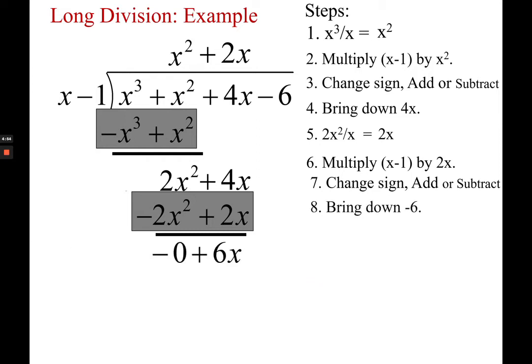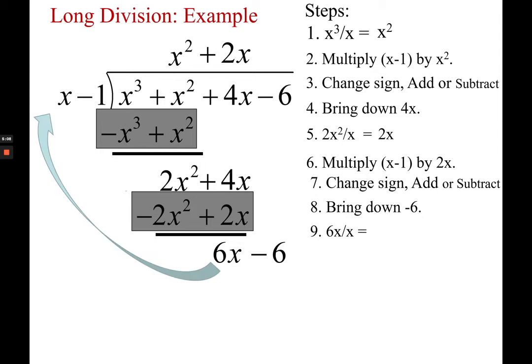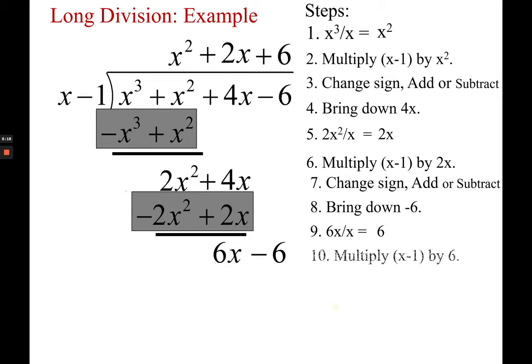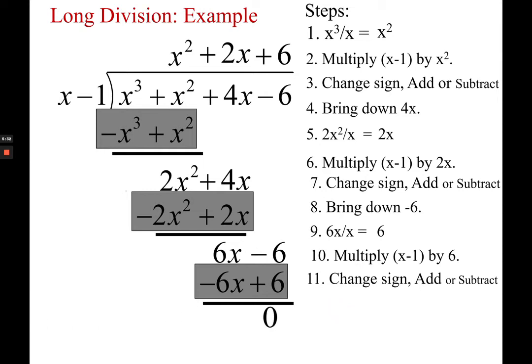Bring down negative 6x. I mean negative 6. Take out your 0. You don't have to write it down. And now you are on your last cycle. This time you have 6x divided by x. 6x divided by x is 6. Write down your 6 on top of the negative 6 in your dividend. And now multiply your 6 times x minus 1, which is going to be 6x minus 6. Since they are the same, if you perform subtraction, it resolves to 0. Therefore, there is no remainder, and your quotient is the trinomial on top of the work: x squared plus 2x plus 6.